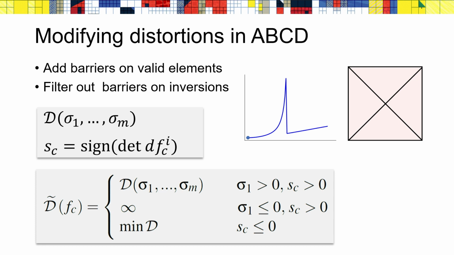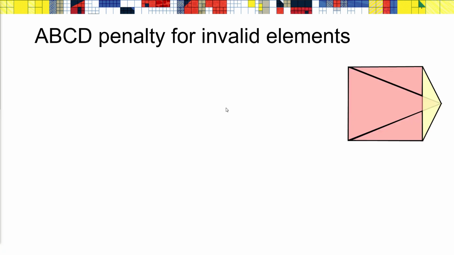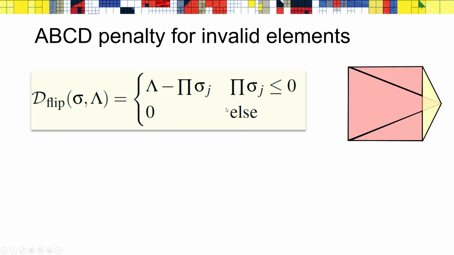Next, we define the second class of measures that penalize invalid elements. Assuming the positive orientation of the source elements, a simplex is inverted under F if it has a negative volume proportional to the product of its signed singular values. We penalize both the number of inverted elements and the negative product of their signed singular values. Here, lambda is the uniform cost of a single invalid element. Negative gradients of d flip move vertices of inverted simplices toward flipping them from negative to positive orientation.